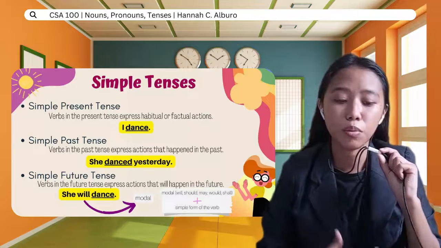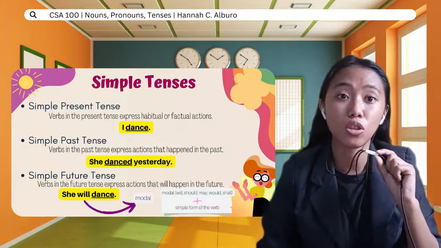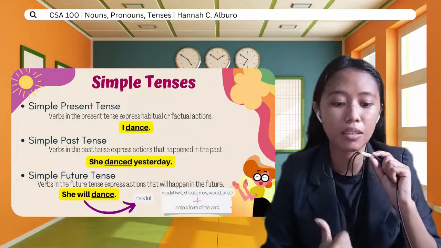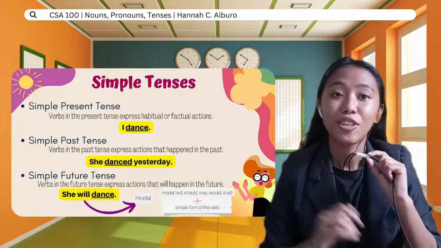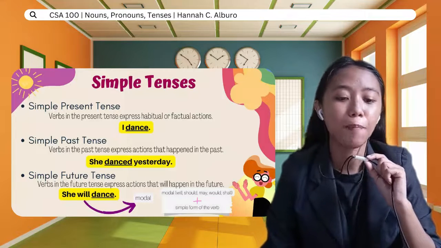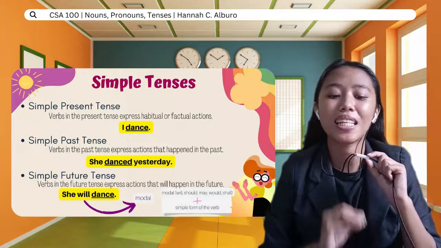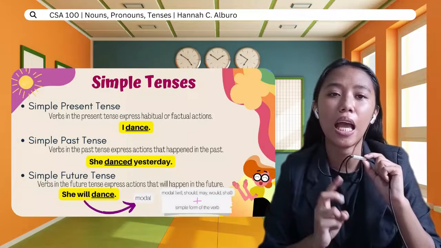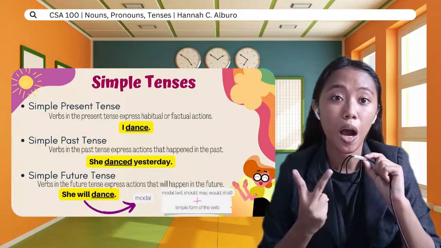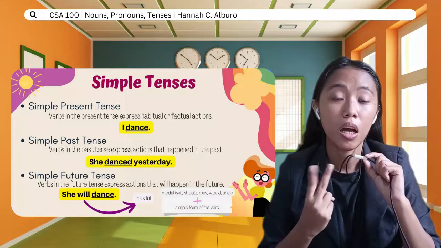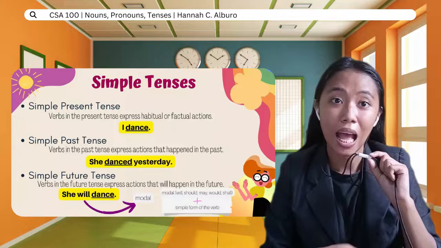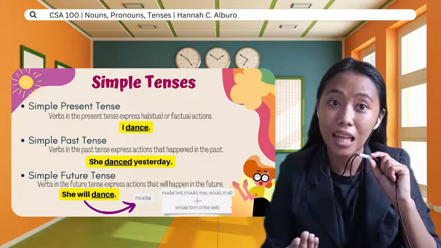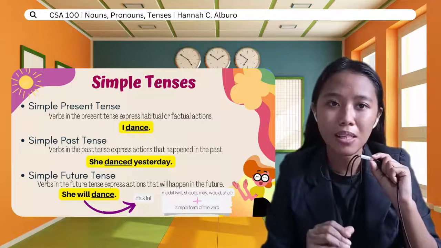So these are the verbs in the past tense that express actions that happened in the past. She danced yesterday. Notice that in simple present tense and simple past tense, the subject and the verb are beside each other, like I (subject) dance (verb), she (subject) danced (verb), right? They are beside each other.